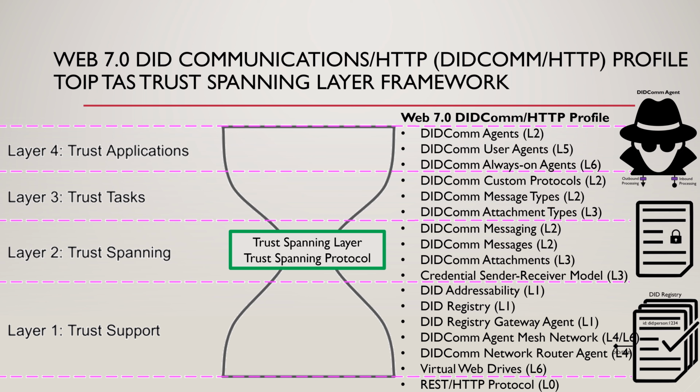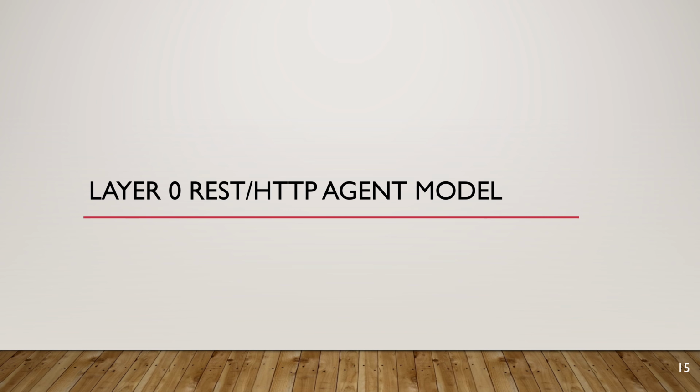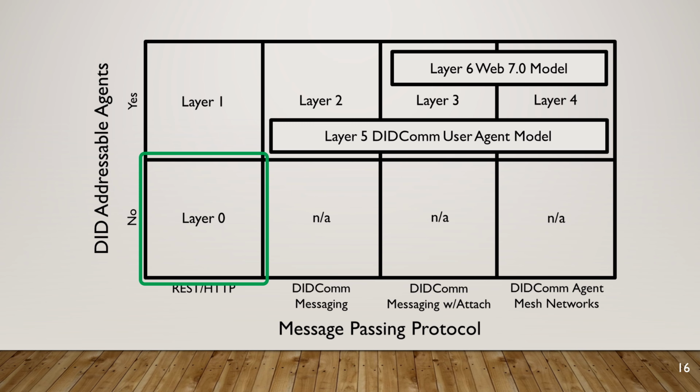So what we're going to do is actually walk now through each of the 7 layers of the Web 7.0 DIDComm ARM, and we're going to highlight which of these elements on the right are used to support or used to implement that particular layer of the Web 7.0 architecture reference model. So let's start with layer 0, which is the REST over HTTP agent model.